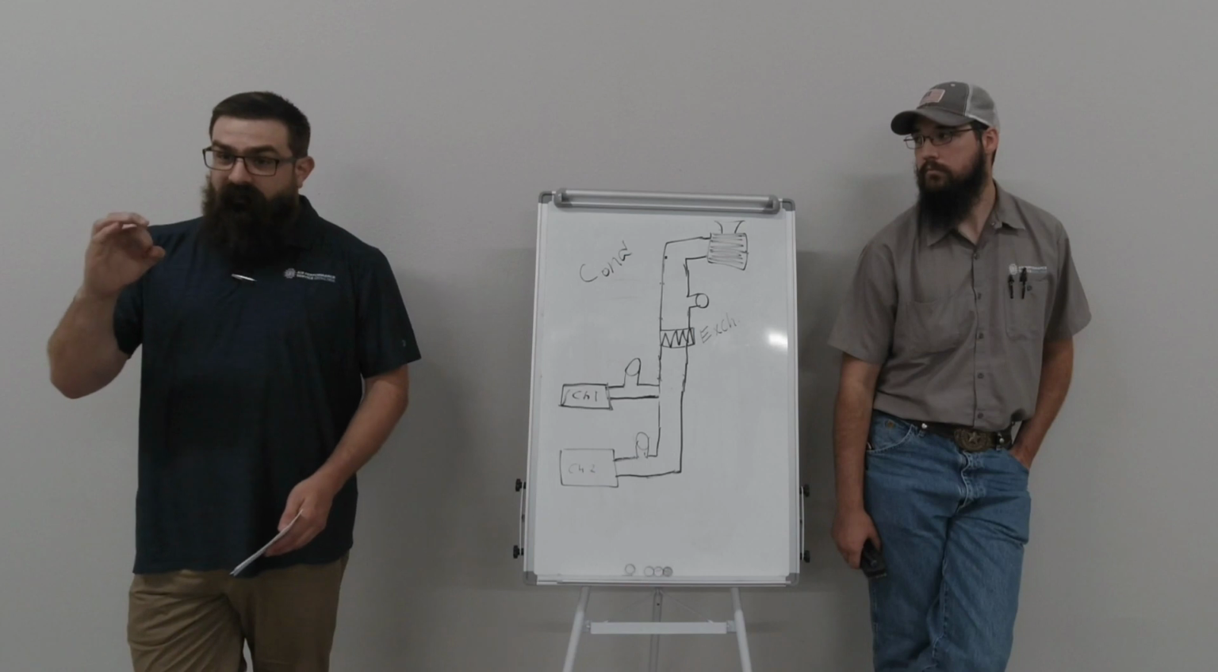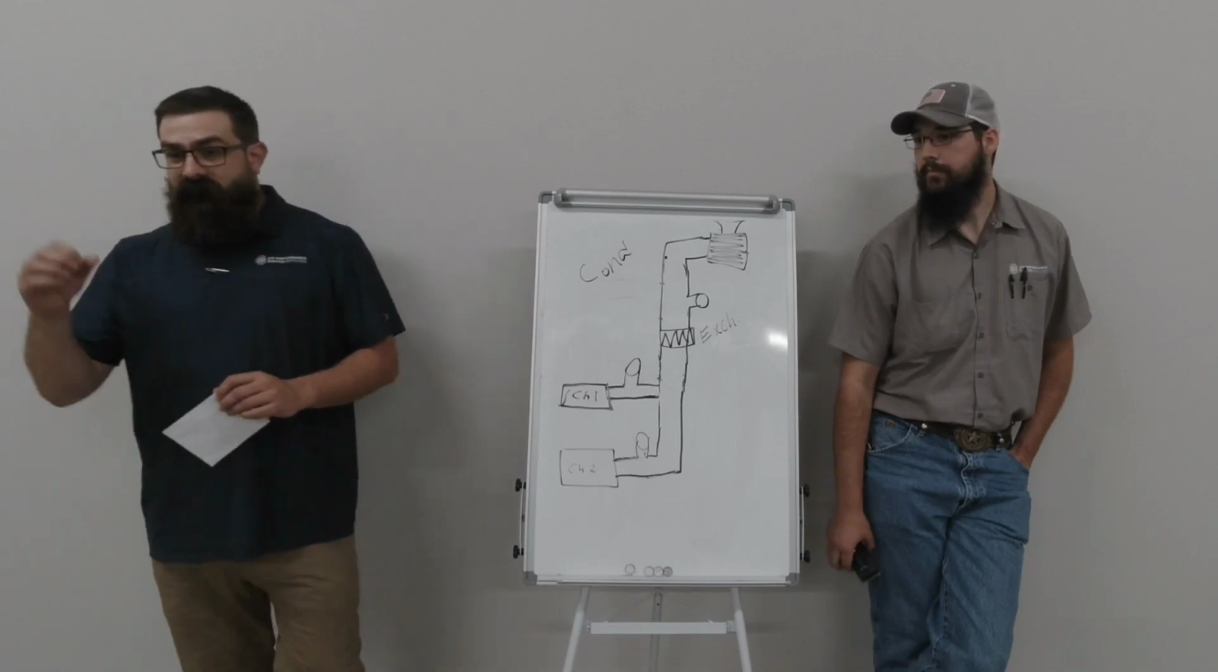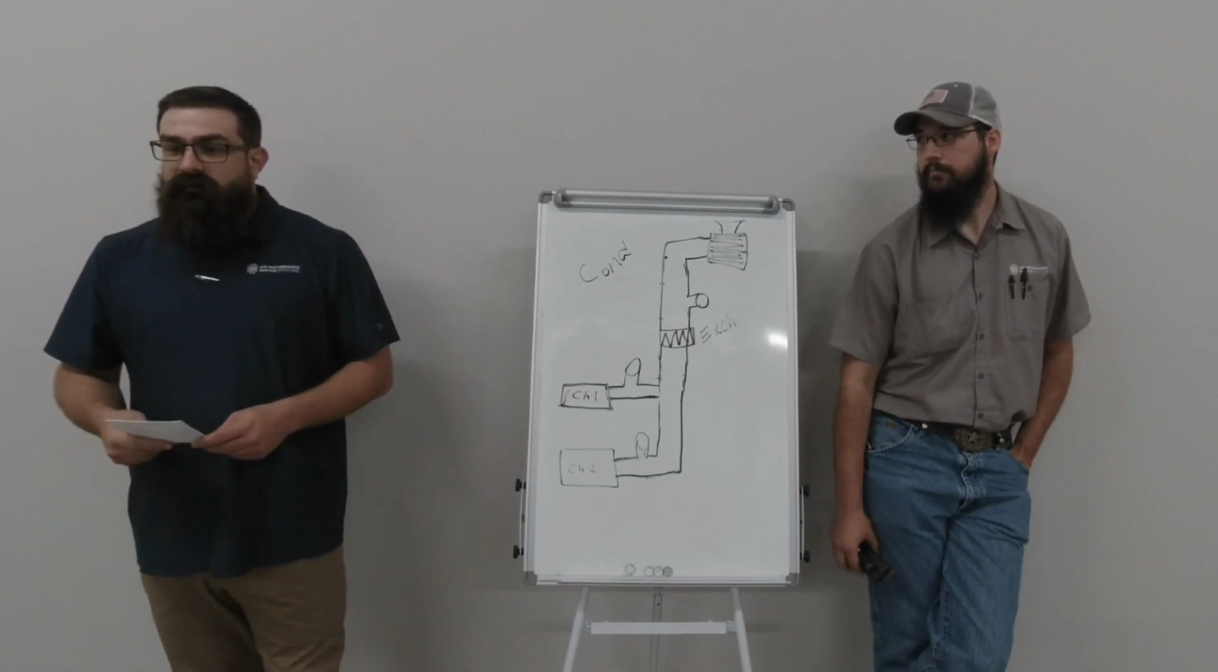Because you've got a metering device, basically. Same thing with a TXV or an EXV, that's what it does. The tighter it closes, the less pressure that escapes. So that's how you know it's clogged.